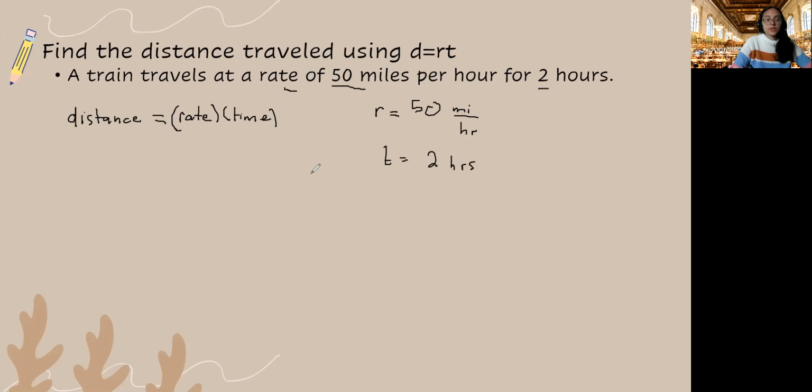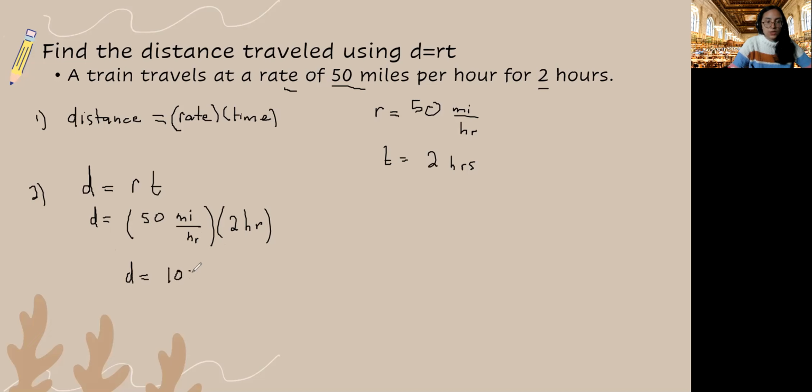So now we're going to substitute. This was our first step. Our second step is to substitute, so now I'm going to be using the variable. So d is equal to r times t. Now I substitute. R, we said, was 50 miles per hour, and time was 2 hours. Now we carry out the multiplication. So d is equal to 50 times 2, which is 100.